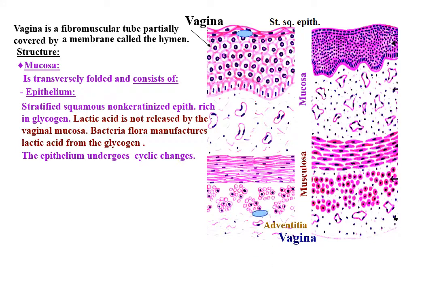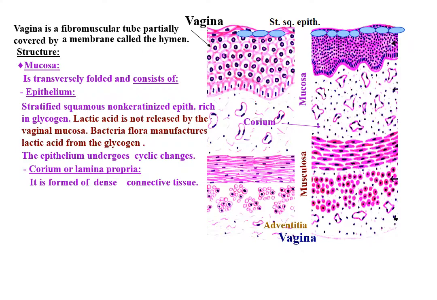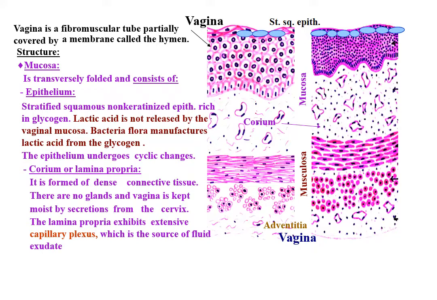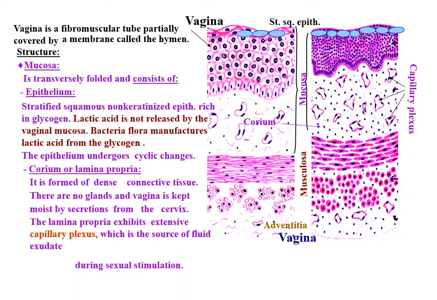The superficial layers increase in number and size due to accumulation of glycogen and lipid within the cytoplasm. Corium is formed of dense connective tissue. There are no glands in the vagina, but the vagina is kept moist by secretions from the cervix. But the lamina propria contains capillary plexus, which is the source of fluid exudate from the vagina during sexual stimulation.